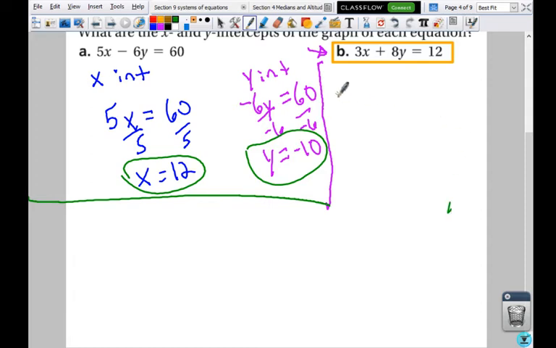Alright, Lily's going to find one of these intercepts for us. And she's going to find the x-intercept, I think. Don't put it on your Chromebook, put it flat on the desk and it'll be easier.